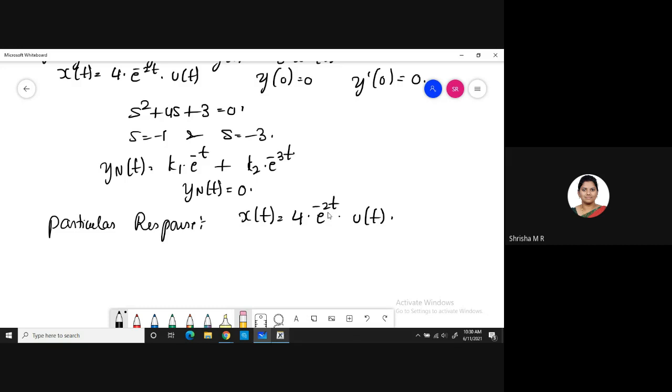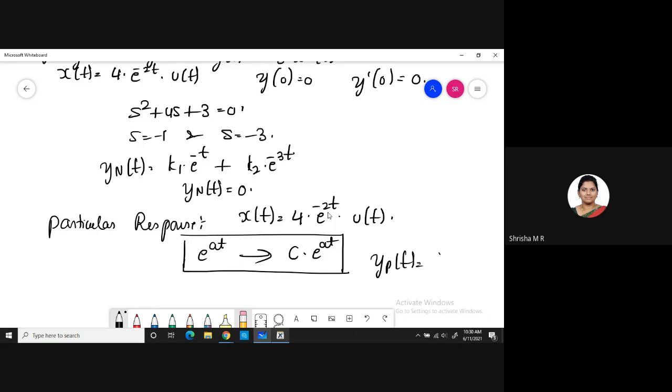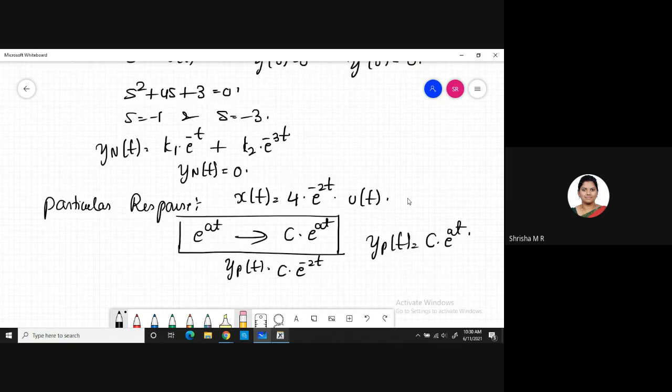If the input is of the form e power at, what is the structure of the particular response? It is C into e power at. So your yp of t will be equal to c into e power at form. Here it is e power minus 2t, so yp of t will be equal to c into e power minus 2t. Now find c. How will you find c?